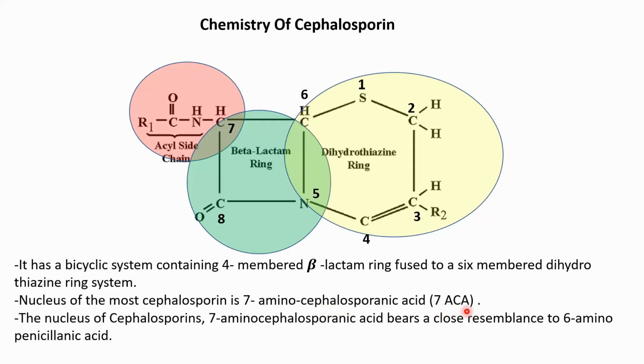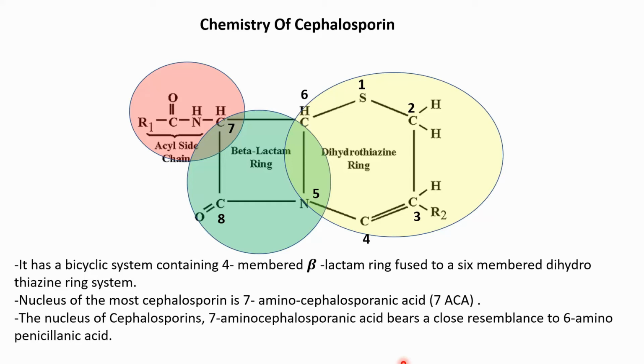In short form, it is known as 7-ACA. So here you can see the nucleus of cephalosporin is generally known as 7-ACA. The nucleus of cephalosporin bears a close resemblance to 6-aminopenicillanic acid. Basically the basic structures of cephalosporin and penicillin both have the beta-lactam ring.